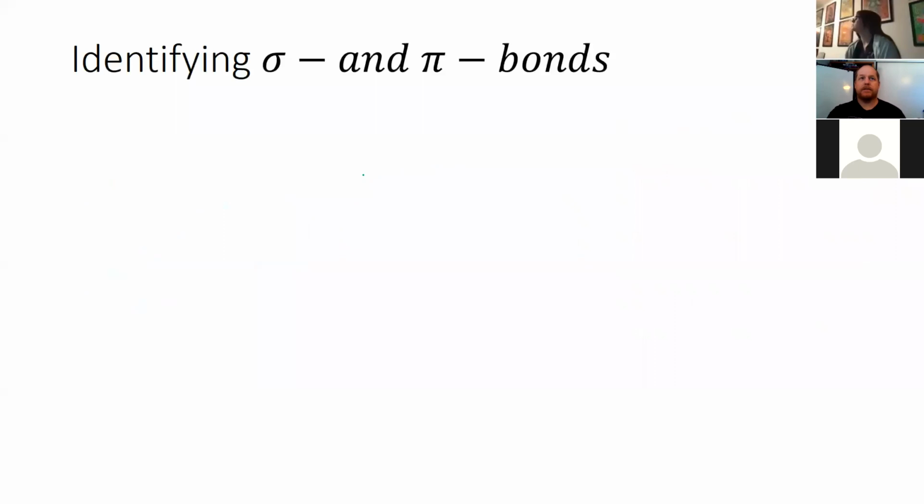All right. So we've identified sigma and pi bonds, but one of the things I want us to do here is pick out a molecule. I'm going to draw a molecule in here, and we're going to identify some sigma and pi bonds in the molecule.